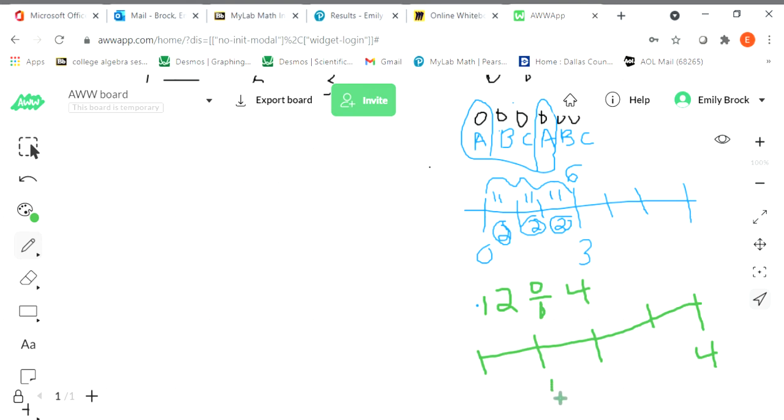We can label them, people, if you want. 1, 2, 3, 4. So 12 divided by 4. So let me start. I'm going to put it in another color so we can distinguish it from the number line. So this one gets 1, 1 for number 2, 1 for number 3, and 1 for number 4. That's 4. I still got more to go.